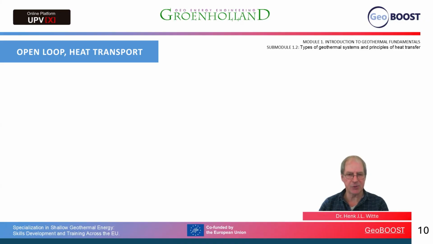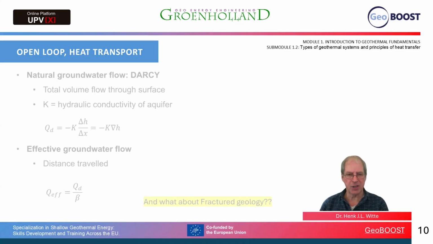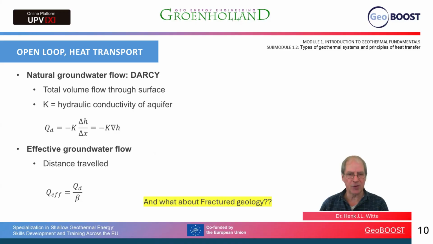Another aspect is the natural groundwater flow. The natural groundwater flow can affect the functioning of the open loop system by transporting away the stored heat and the stored cool. So the natural groundwater flow is usually expressed in Darcy groundwater flow, where you can see this in the little graph on the right.